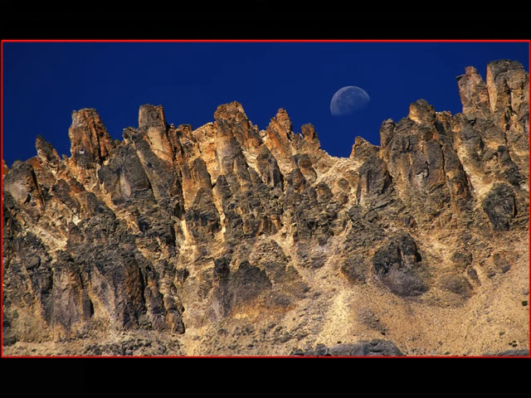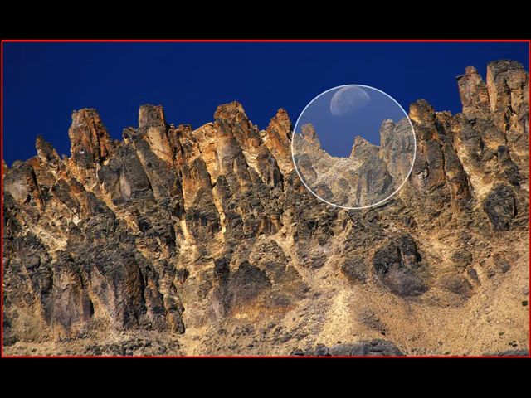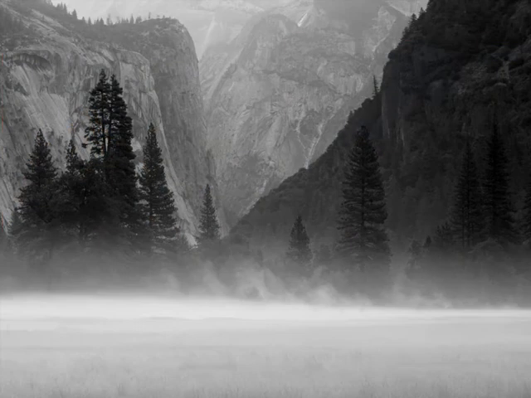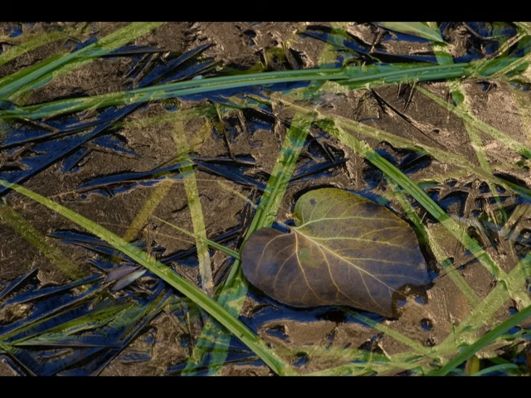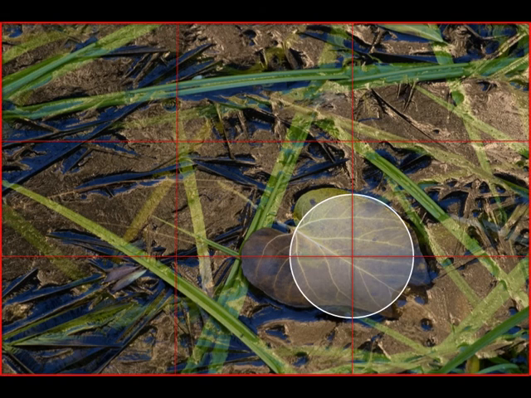So let's take a look at a few images that are built along the rule of thirds and their power points. Here you can see the moon, and that's placed very nicely up there in the third, and the horizon line also is on the upper third. Here in this meadow photograph, you can see the lower mist line is set on the bottom rule of thirds, and the power points are right atop those trees.